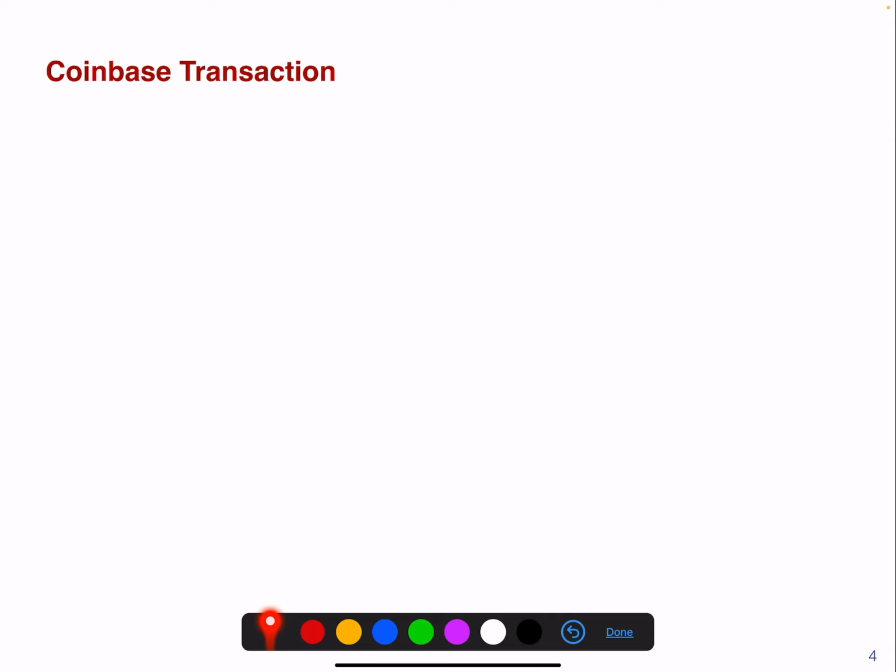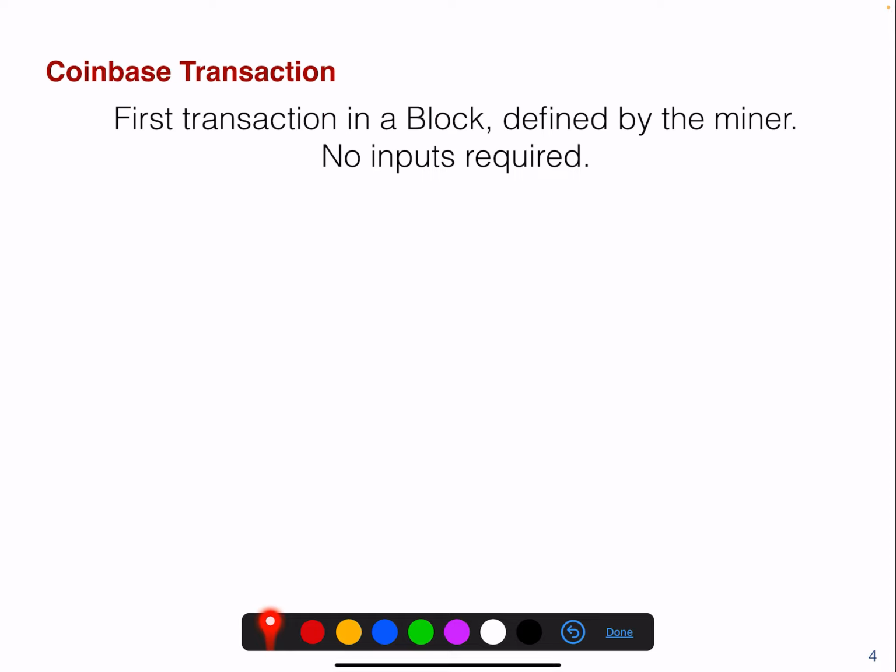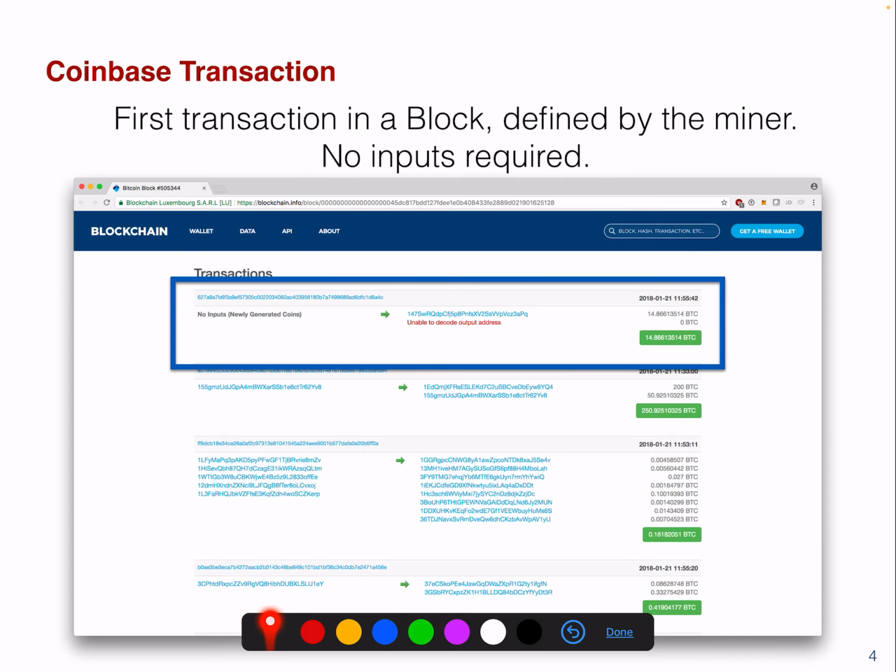There's also the Coinbase transaction, which is quite an important transaction. It's typically the first transaction in a block, and this is defined by the miner. What's important about this transaction is that there's no input required. It's really basically creating coins out of thin air. As I said, we will be discussing what a block and what a miner is in a later lecture, but just think of a Coinbase transaction as a transaction that creates coins.